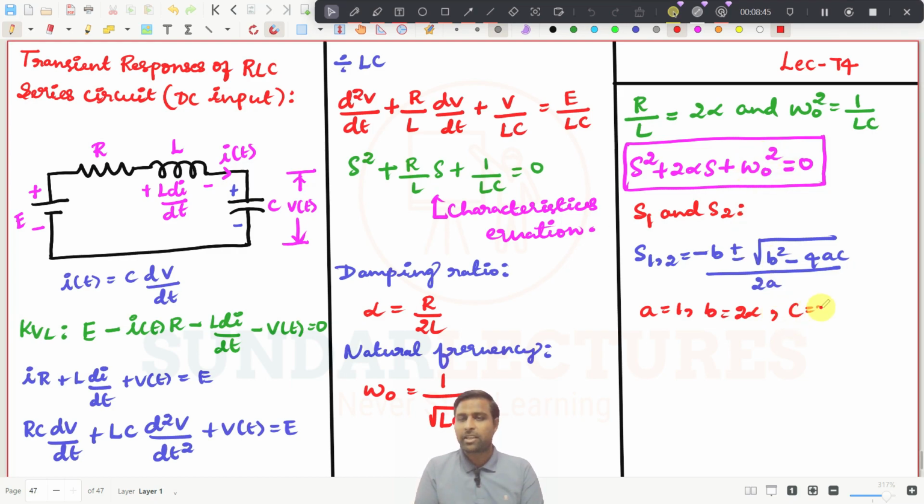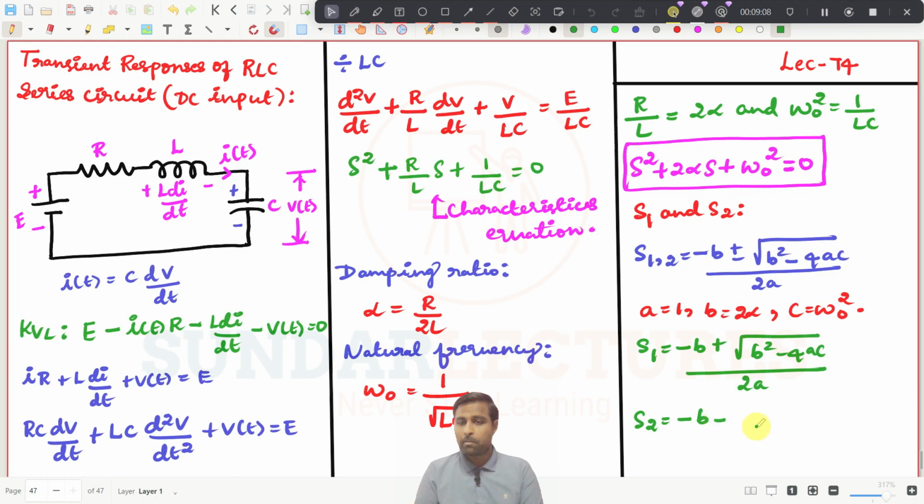The constant is nothing but omega naught square. That's all. First, what you do: you can write S1, which is equal to minus B plus square root of B square minus 4AC, the whole divided by 2A. This is one term. And what is S2? S2 will be minus B minus square root of B square minus 4AC divided by 2A.